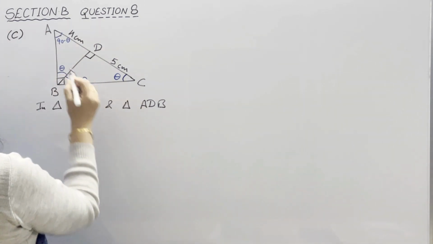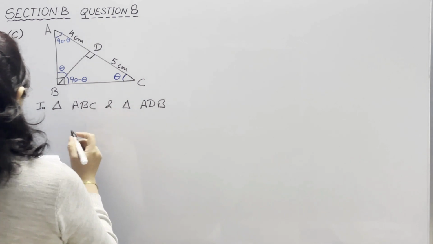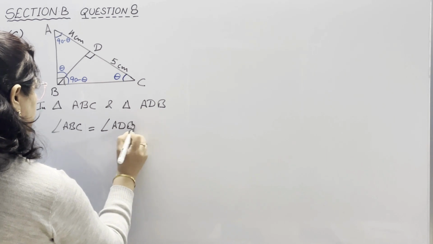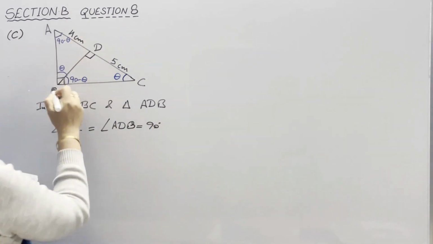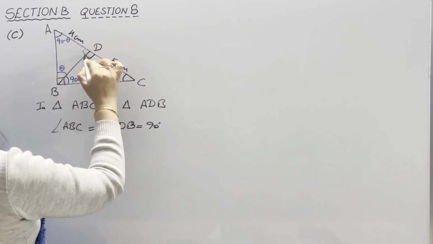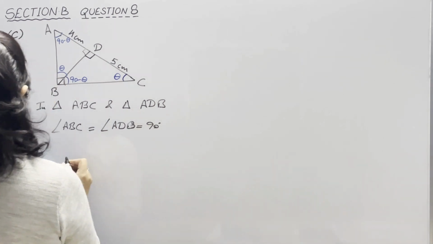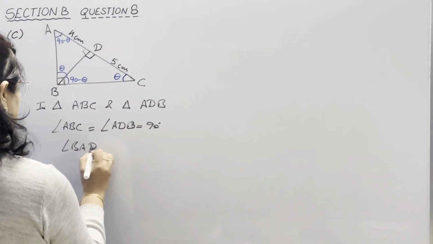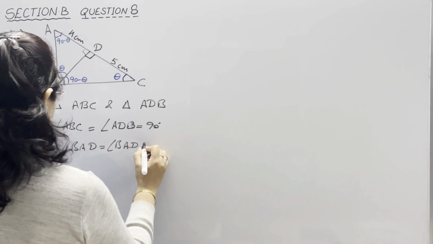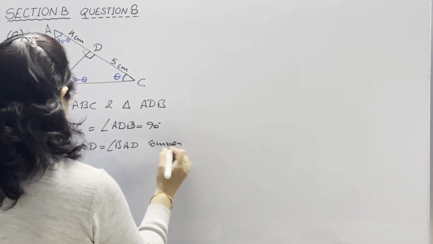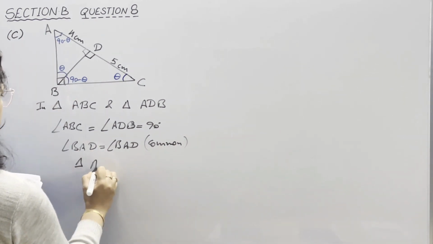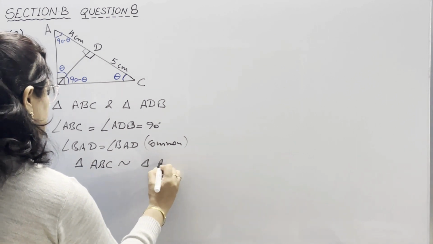First we are taking ABC triangle and ADB triangle. In these two triangles, angle ABC and angle ADB are equal to 90 degree. We have just seen ABC is 90 and ADB is also 90 because here it is also 90. And next, angle BAD is common to both. You can see here, this angle is common in these two triangles. So this is common. And 90 degrees given in the question. So it means these two triangles are similar. Triangle ABC is similar to triangle ADB.